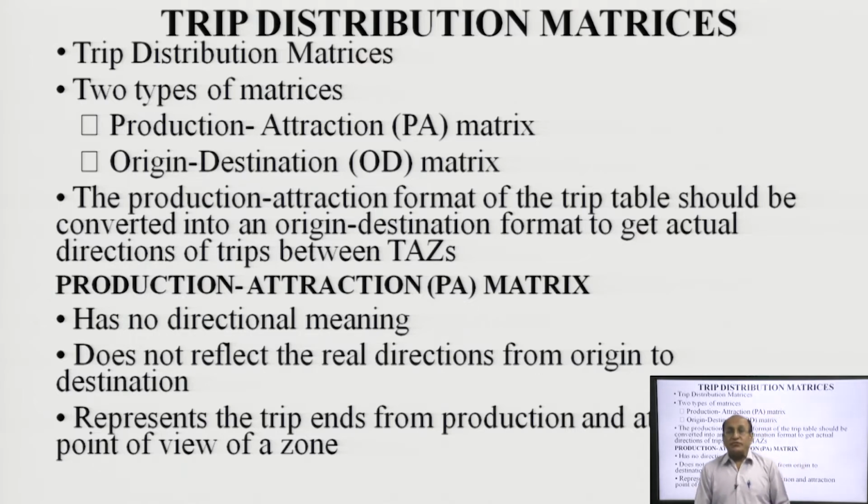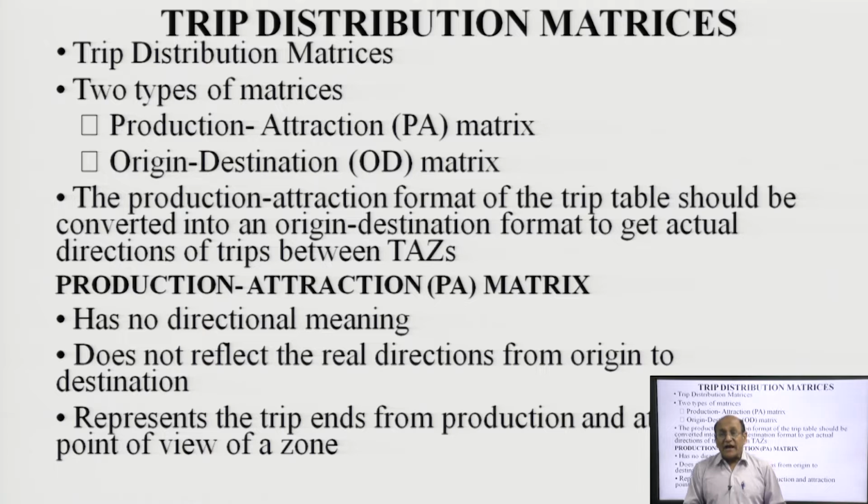So, trip distribution matrices. Two types of matrices. One is a production attraction, PA matrix, and second is origin destination, OD matrix. The production attraction format of the trip table should be converted into the origin destination format to get actual direction of the trip between TAZs.